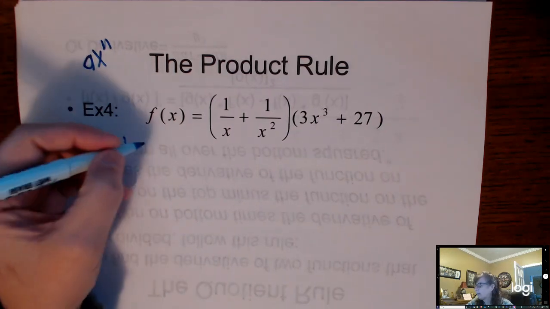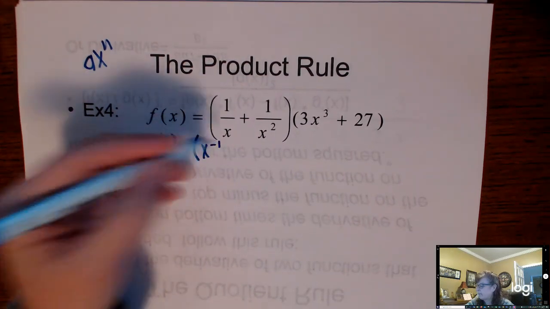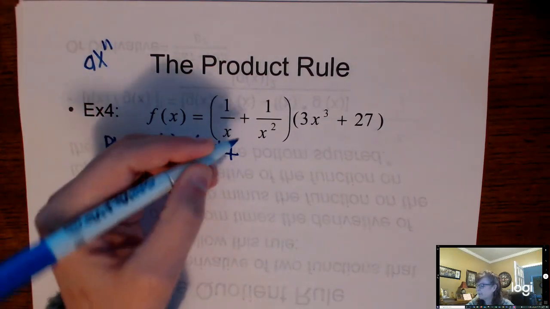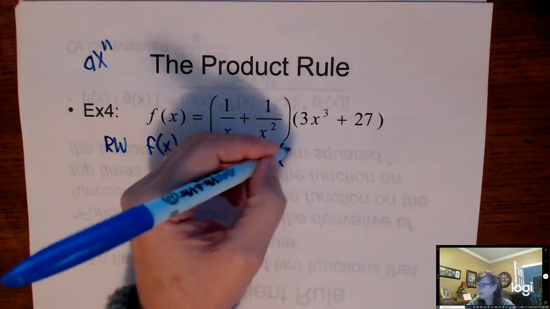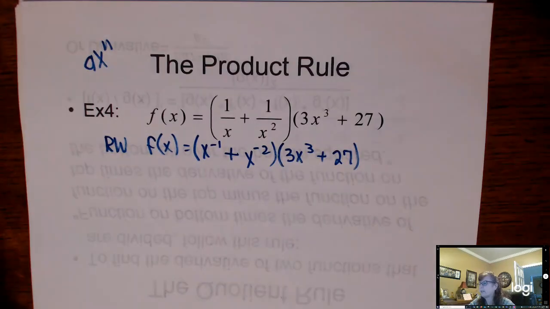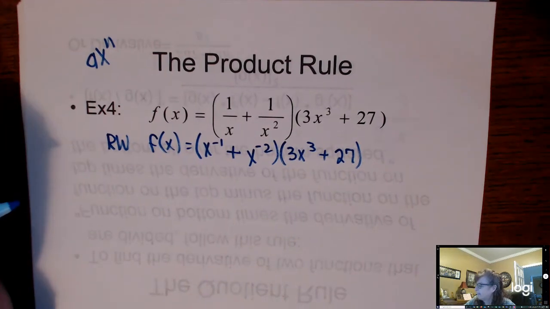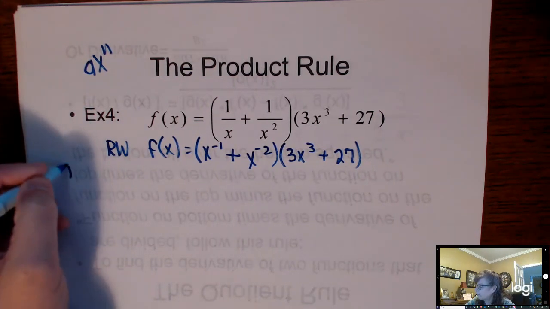I'm going to rewrite this as x to the negative 1 plus, and I'll rewrite that as x to the negative 2. And then these are already in a really good form, so I'm just going to copy that over. That's not me taking the derivative, that's me rewriting. All right, now I can take the derivative using the product rule.